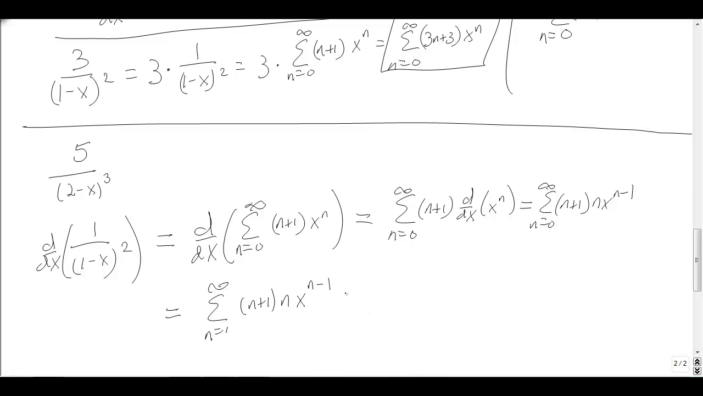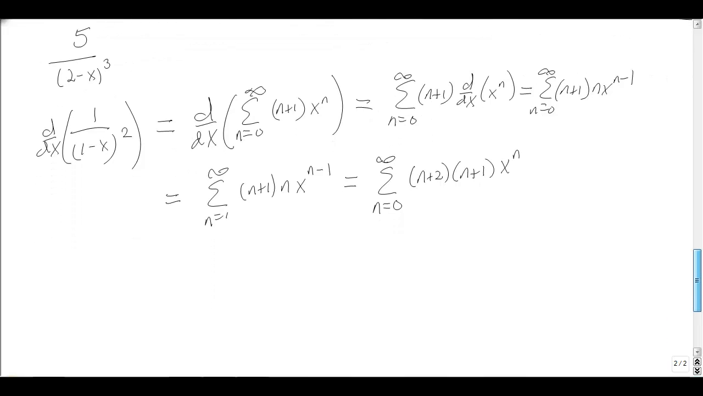And then I'm going to shift my indexes. I want to replace n minus 1 with n. That means I'm going to replace n with n plus 1. So I'm going to get n plus 2 times n plus 1 times x to the n. And if n was 1 before, n has got to be 0 now. So you can check if you did this shifting right. On the new one, if you plug in n equals 0, you get 2 times 1. On the old one, if you plug in n equals 1, you get 1 plus 1, which is 2, times 1. So they should match here. Okay, and that's a series for the derivative of 1 over 1 minus x, quantity squared.